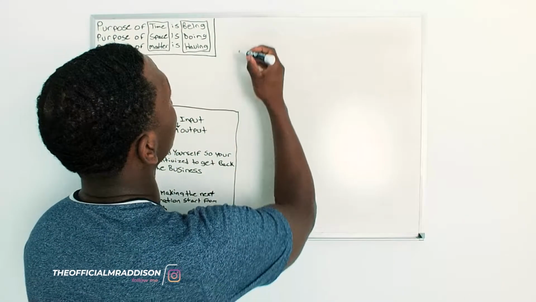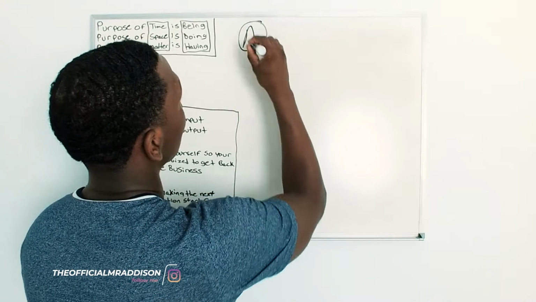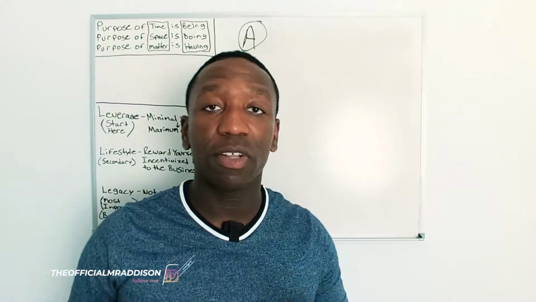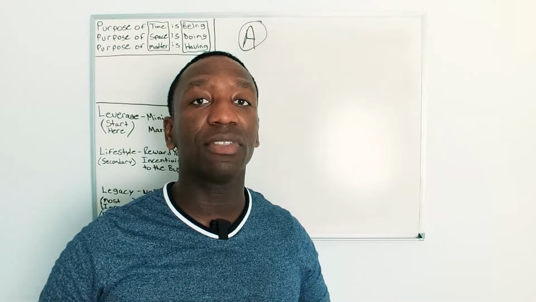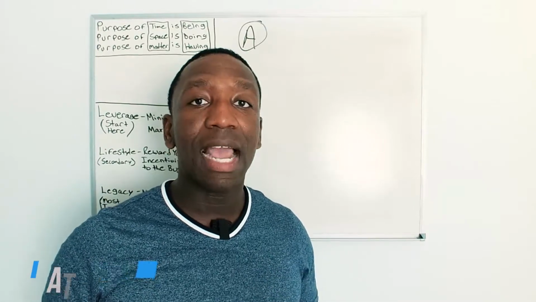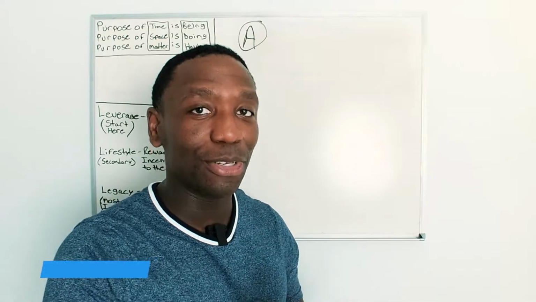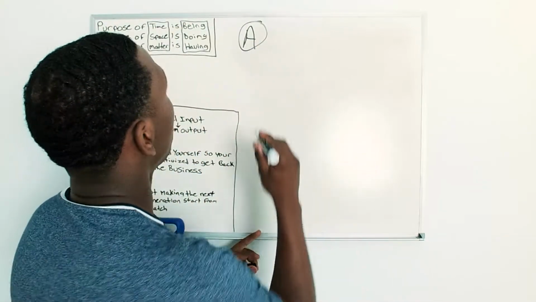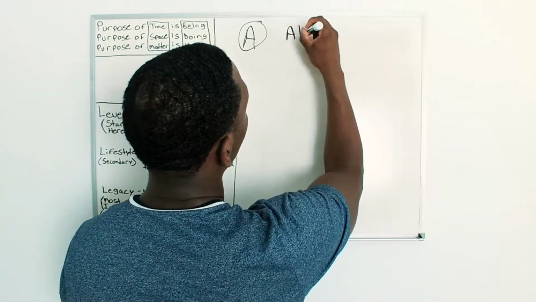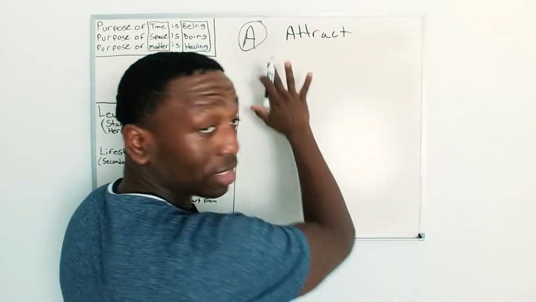All right, so the first thing we're gonna do is I'm gonna put an A up here. Now this A right here is gonna stand for the first phase. The first phase, you have to attract your audience, right? Now on every platform, they have something that's very, very similar, and you're gonna see it as I start to break it down. All right, so now I'm gonna go ahead and write attract right here. Okay, so that's the first phase.